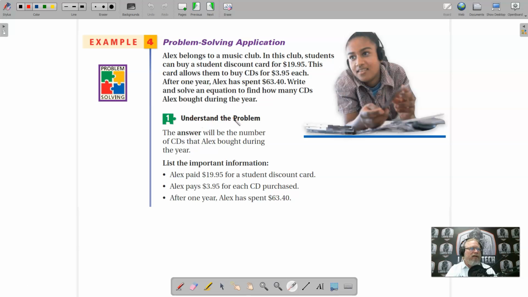First, we need to understand the problem. Well, the answer is going to be the number of CDs that Alex bought that year. So we know that whenever we get done, that should be the solution. That number is going to represent the number of CDs that she bought. We have some important information here. The discount card itself costs $19.95. Each CD is $3.95. And we know that after 1 year, she has spent $63.40.